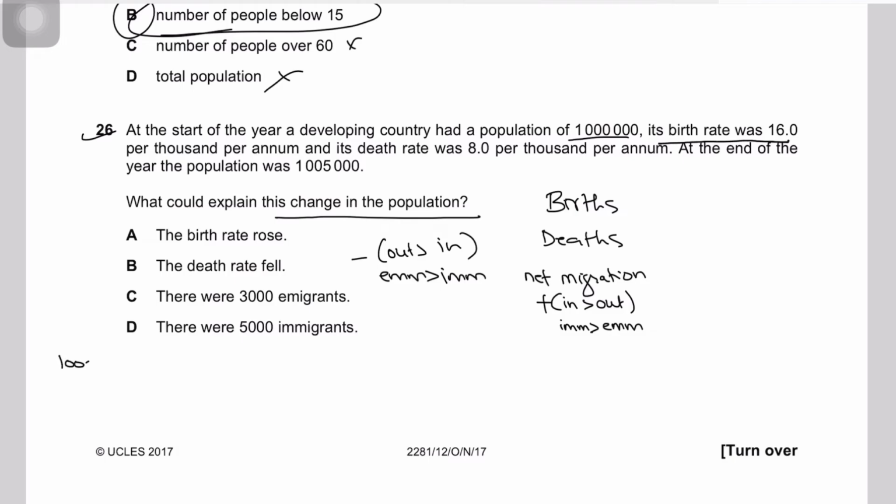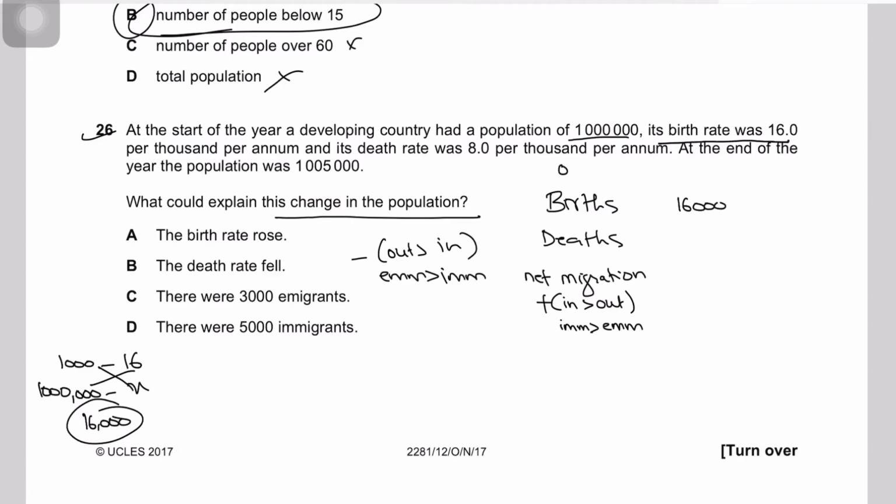So out of 1,000 people, if 16 people were born out of every 1,000 people, and the population is 1 million, then what is the birth rate out of a population of 1 million? If you cross multiply, you'll get the answer. It would be a million times 16 divided by 1,000, which gives you 16,000, which means that the number of births was 16,000.